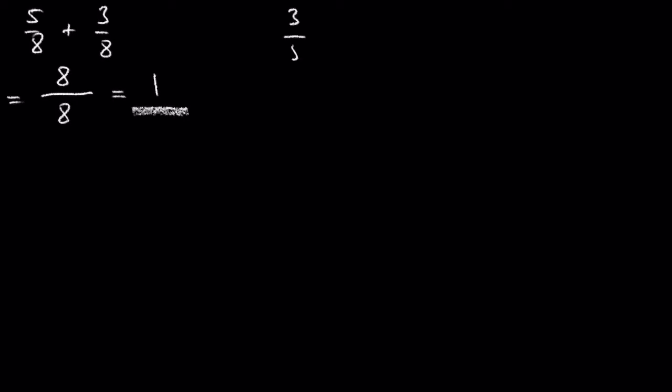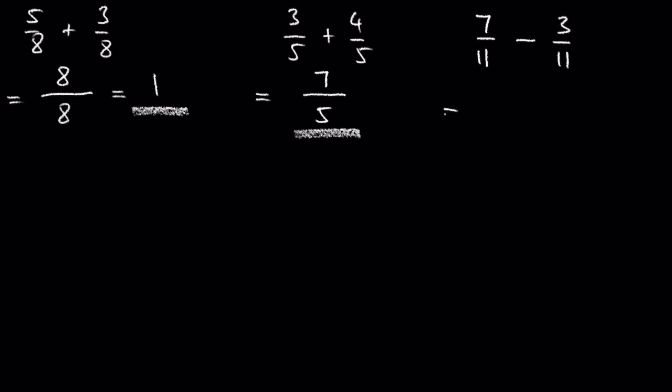3 over 5 plus 4 over 5. So let's add the numerators 3 and 4, which equals 7, and keep the denominator from the original fractions. What about this one? 7 over 11 minus 3 over 11. 7 minus 3 is 4, and keep the denominator. So we have 4 over 11.